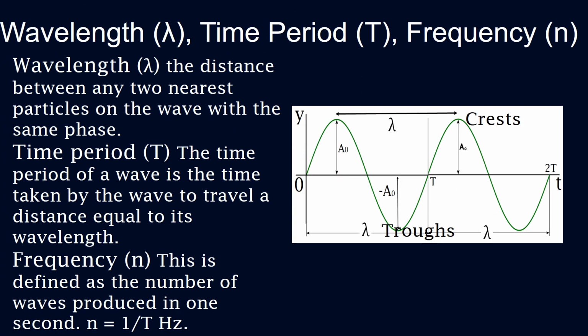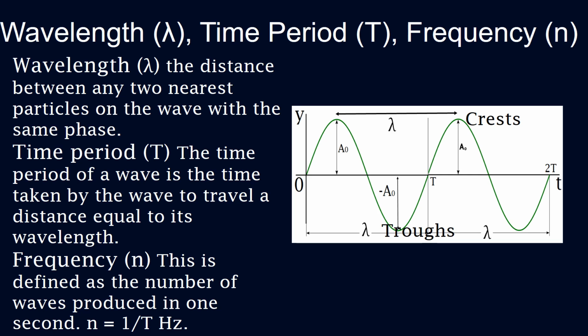Wavelength, denoted by lambda, is the distance traveled by a wave during which a particle of a medium completes one vibration. It is also defined as the distance between any two nearest particles on the wave having the same phase. Wavelength may also be defined as the distance between two successive crests or troughs in transverse waves, or the distance between two consecutive compressions or rarefactions in longitudinal waves.